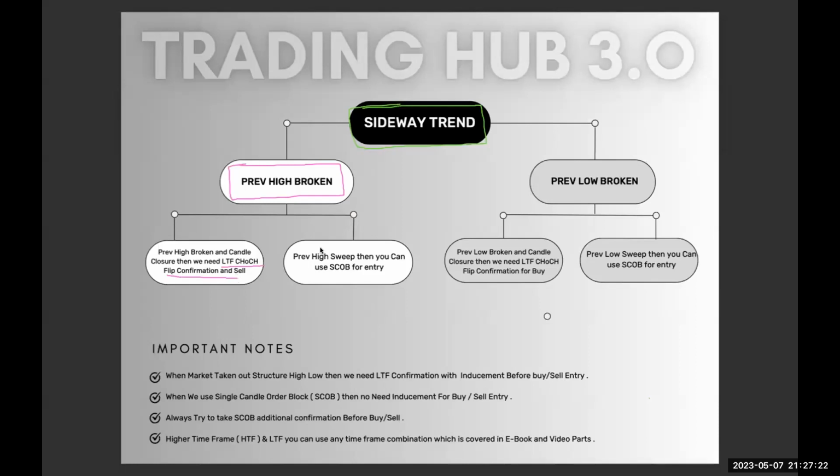Simple, right? If sweep the previous high or low, then you have to sell or buy based on only single candle order block. In that case, you don't need inducement in a lower time frame. Correct? Similar thing in a previous low broken, right? Previous low broken with candle closer, then you need chalk flip. If sweep the previous low, then you can buy or sell based on single candle order block. Simple. When sweep high or low, then you use single candle order block. If candle closer and mitigate higher time frame order block, then you need lower time frame chalk flip entry model also. That's it.